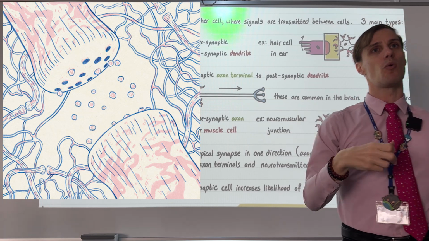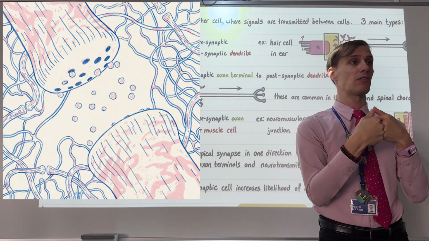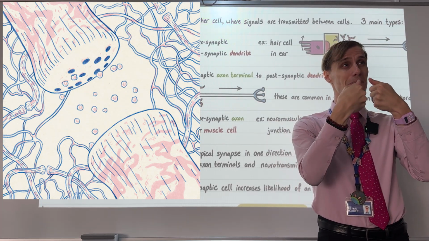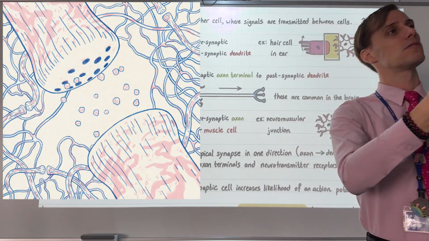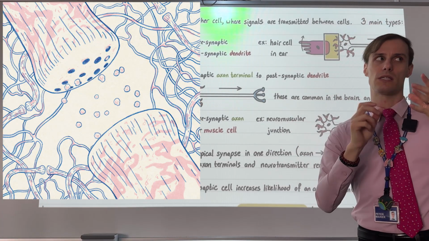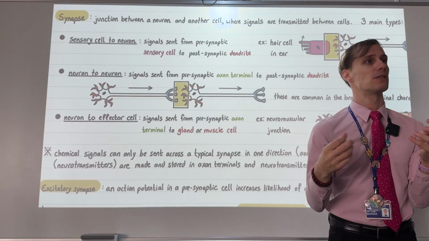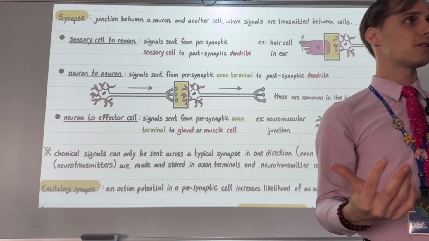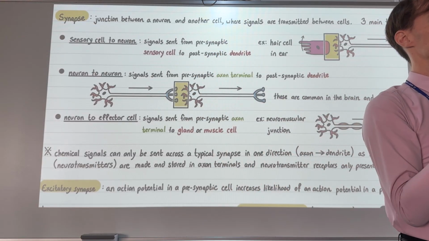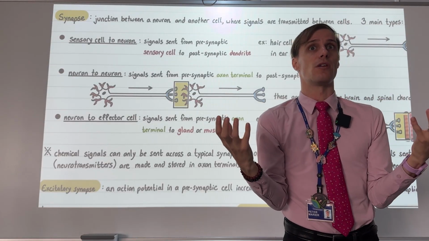Now again, I don't want to make it seem that these two cells are touching. They're not. There's actually a physical space between these two cells. It's a very small space, but it's still a space nonetheless. Now, there are three different types of synapses that could occur within the nervous system. So the first synapse is actually, well, sensation.